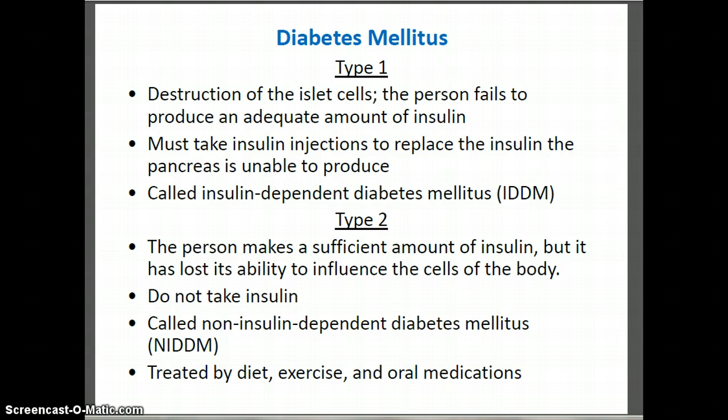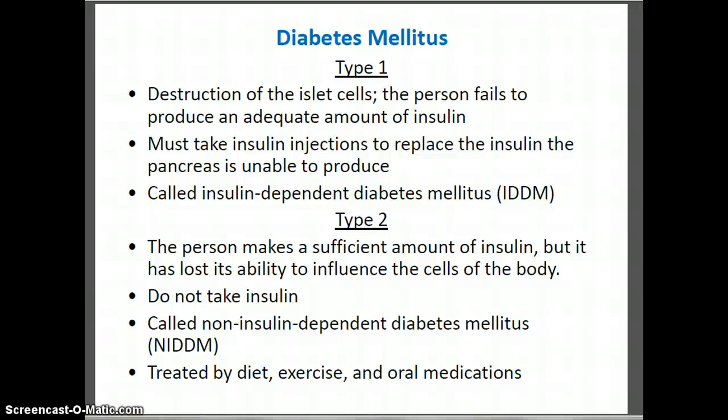All right, two types of diabetes. Type 1 is actual destruction of the islet cells. When a person fails to produce an adequate amount of insulin, sometimes no insulin virtually at all, this person, of course, must take insulin injections to replace the insulin that the pancreas is not able to produce. It is called insulin-dependent diabetes mellitus.